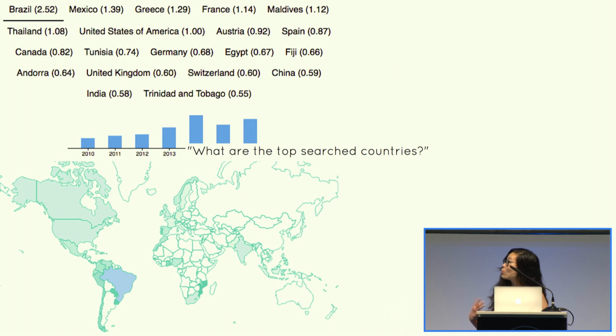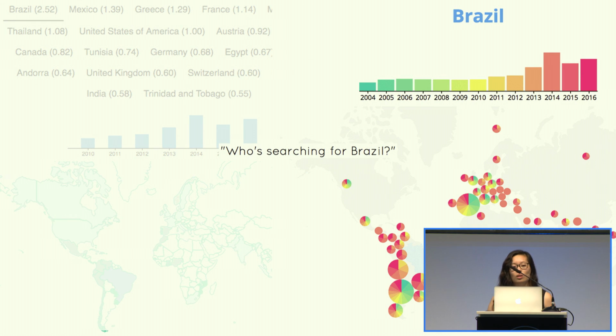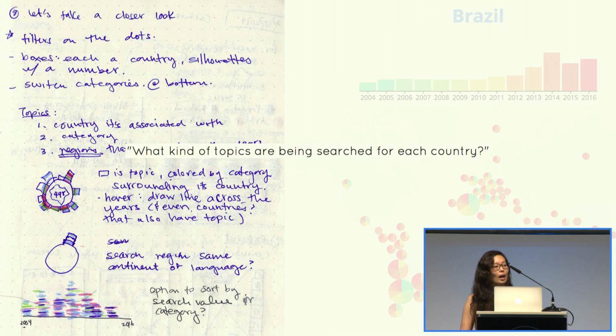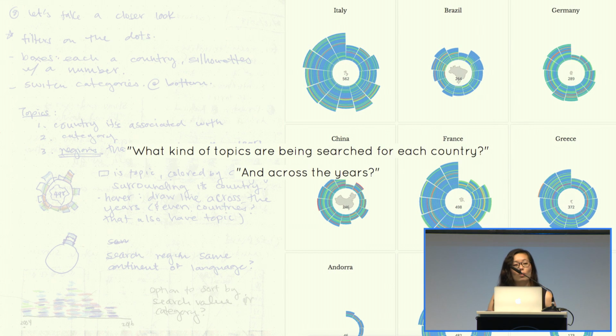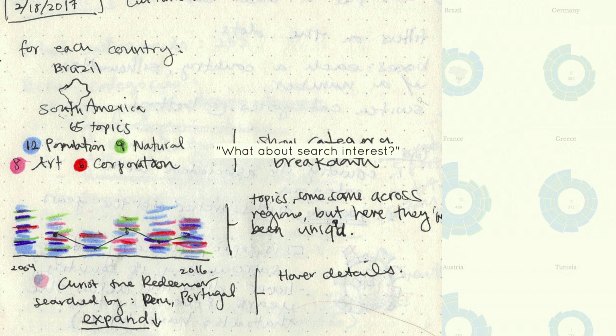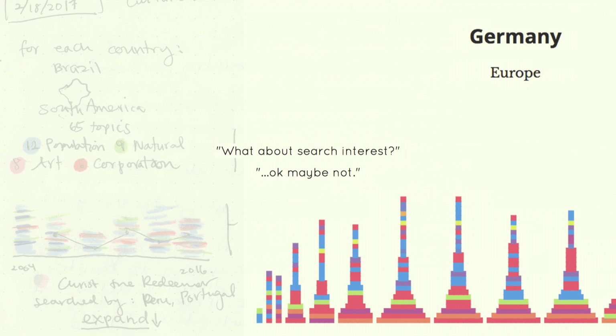But to get to this point, I first asked, what are the top search countries? And it turns out it's Brazil. And then I wondered, who's searching for Brazil? What are the kind of topics that are being searched for Brazil and each of those countries? And what are the distributions like across each of the years? And then I wondered, can I put search interests in there somehow? Which did not turn out so well.